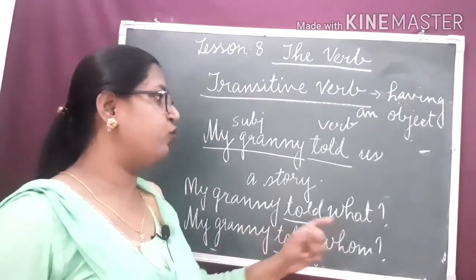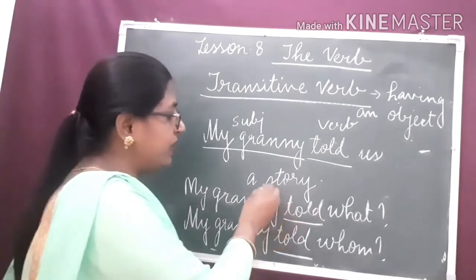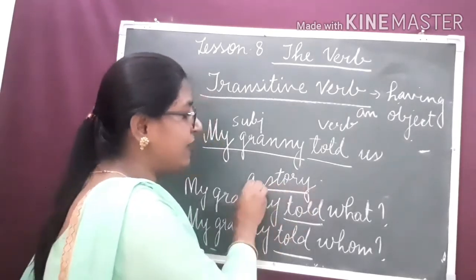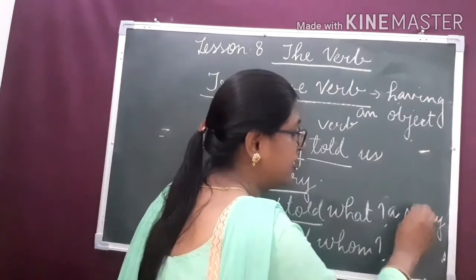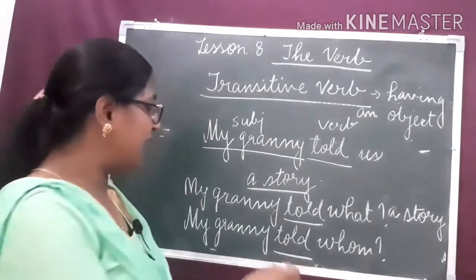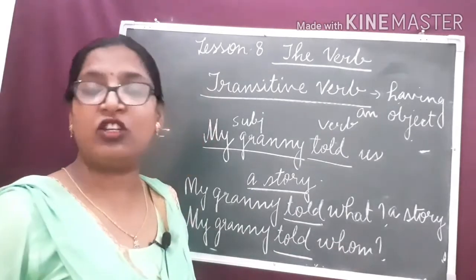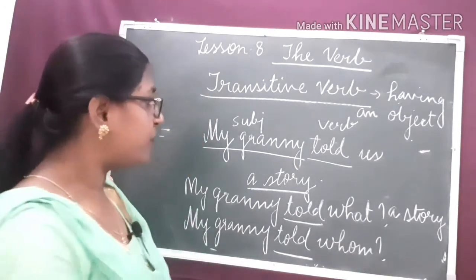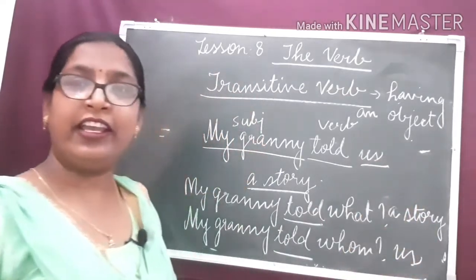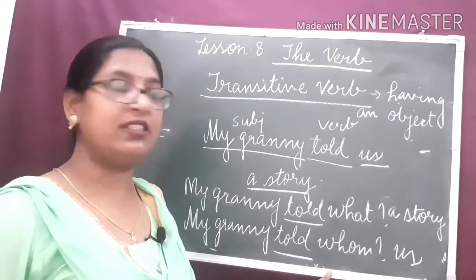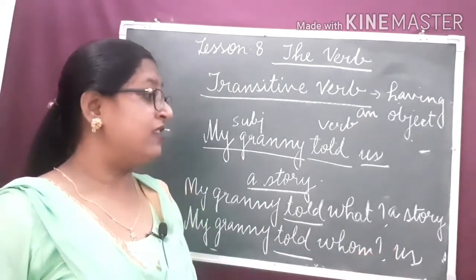My granny told what? What is the answer we get in our sentence? My granny told us a story. So the answer we are getting is a story. Now we ask the second question. My granny told whom? Whom the story is being told? The answer we get is us. Here we are getting two answers: the answer of what and the answer of whom.